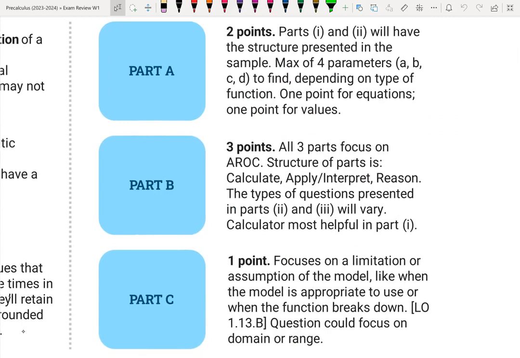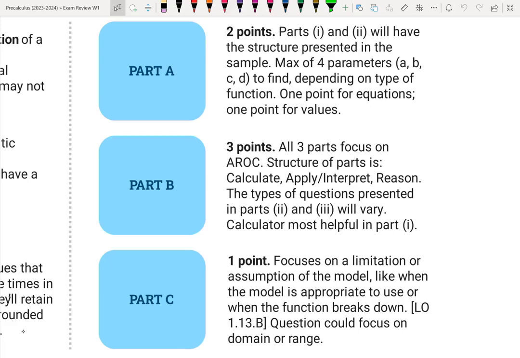Part A is going to be worth 2 points. And there's going to be 2 parts, part I and II. And they'll have the structure presented in the sample that we'll look at right now. It's going to be a max of 4 parameters, A, B, C, and D, that you'll have to find depending on the type of function. And it'll be 1 point for equations and 1 point for the values, as we'll see when we get to the sample.